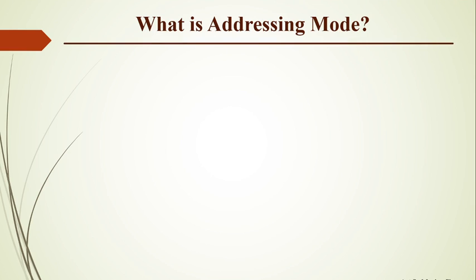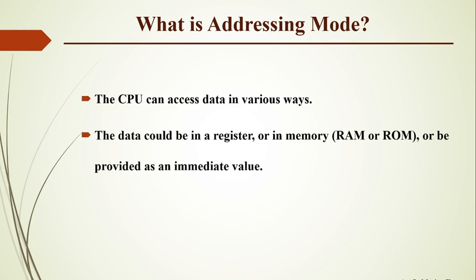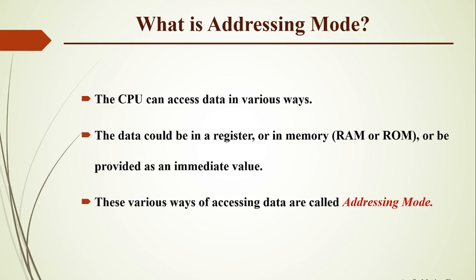So what is addressing mode? The CPU can access data in various ways. The data can be coded in a register or in a memory, that is RAM or ROM, or may be provided as an immediate value. These various ways of accessing data are called addressing modes.